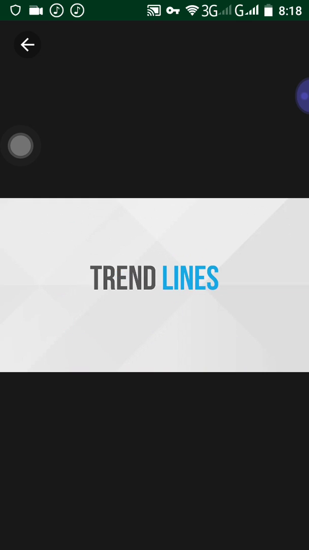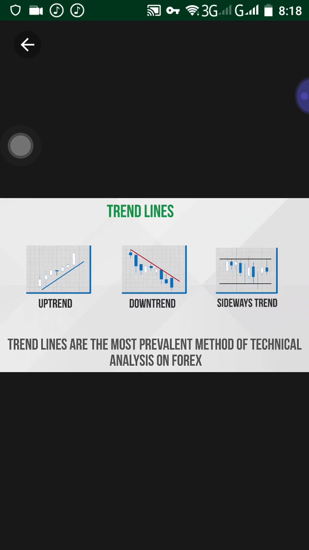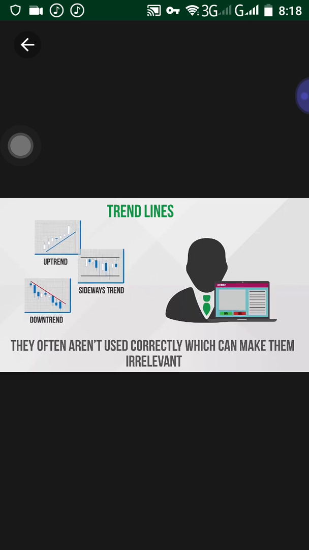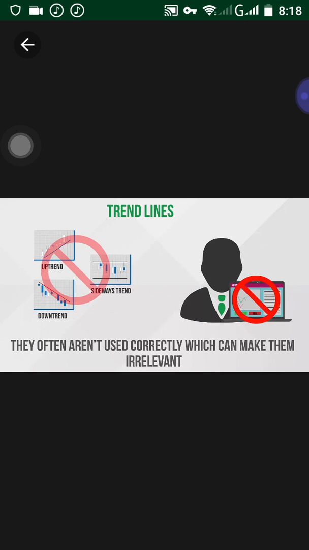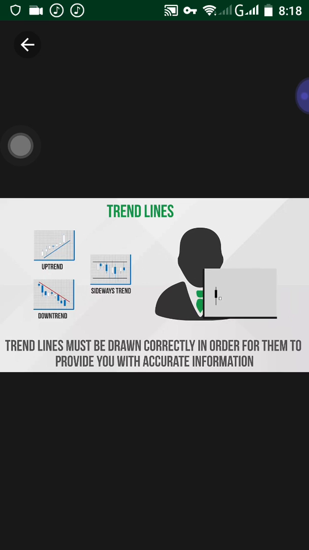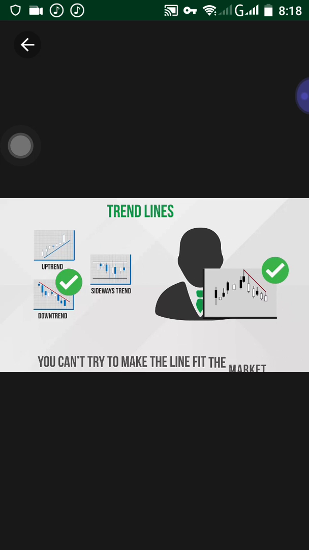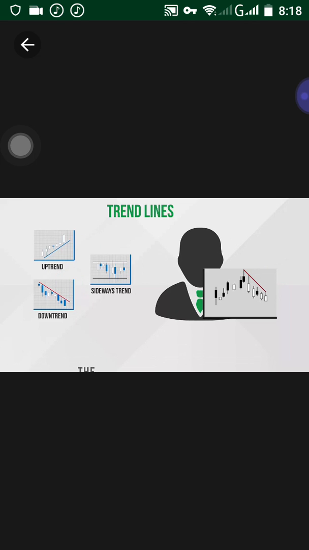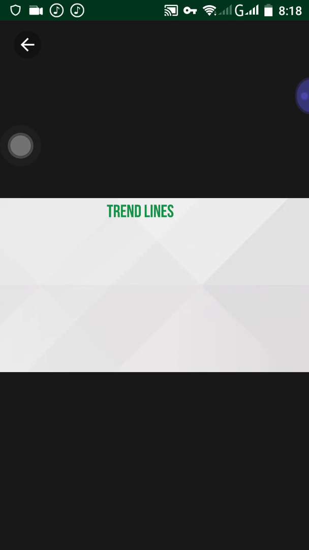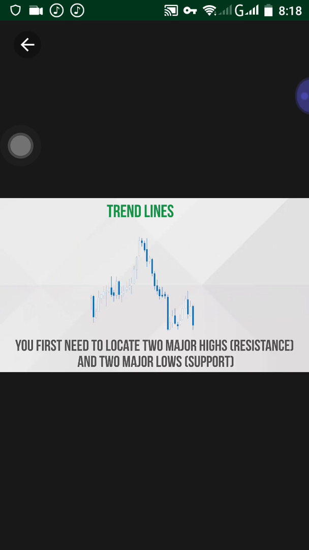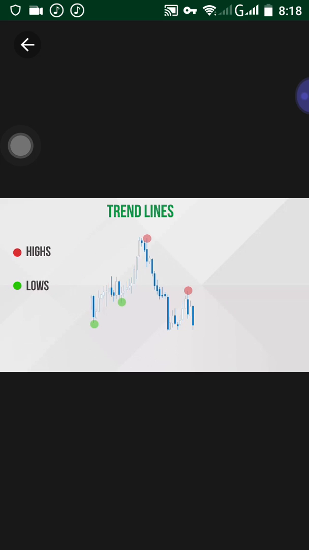Trend lines. Trend lines are the most prevalent method of technical analysis on Forex. However, they often aren't used correctly, which can make them irrelevant. Trend lines must be drawn correctly in order for them to provide you with accurate information. You can't try to make the line fit the market; the market has to fit the line. Essentially, to draw a trend line accurately, you first need to locate two major highs, resistance, and two major lows, support. Then, draw a line between the 2 points.